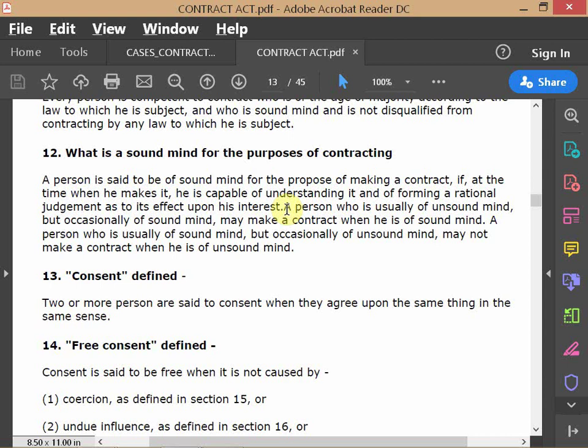So the reason that George's point is not correct is, look at the second part here. You have to be able to evaluate these kinds of points, right? Otherwise, you may be in a situation where you're arguing with someone and somebody makes a point like the one made. The reason his point is wrong is, a person who is usually of unsound mind but occasionally of sound mind may make a contract when he is of sound mind.